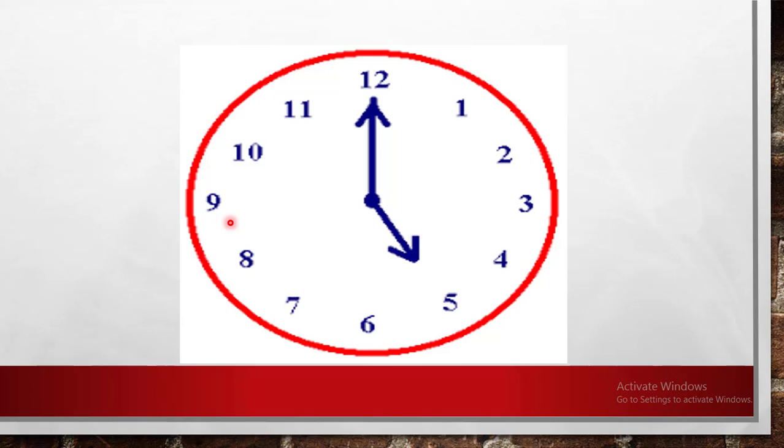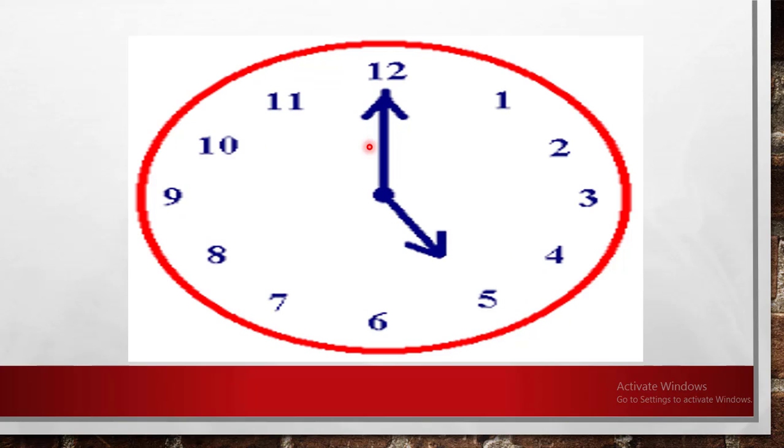Okay, dear students, now I will tell you how to read the time. Dear students, when our hour hand is on 5 and the minute hand is on 12, this means the time is 5 o'clock. We read it as 5 o'clock. Okay, what is the time on the clock? It is 5 o'clock.